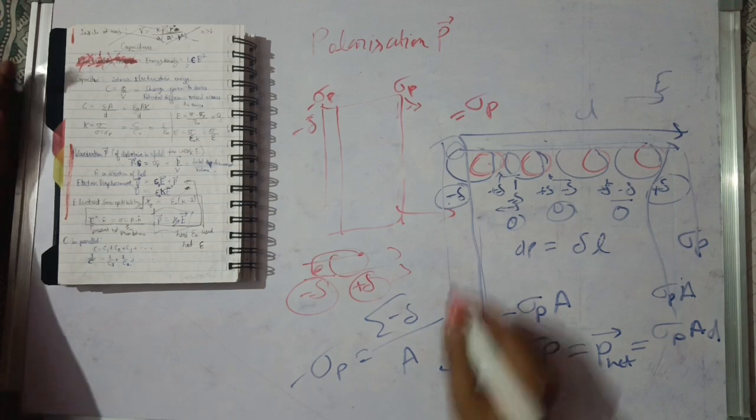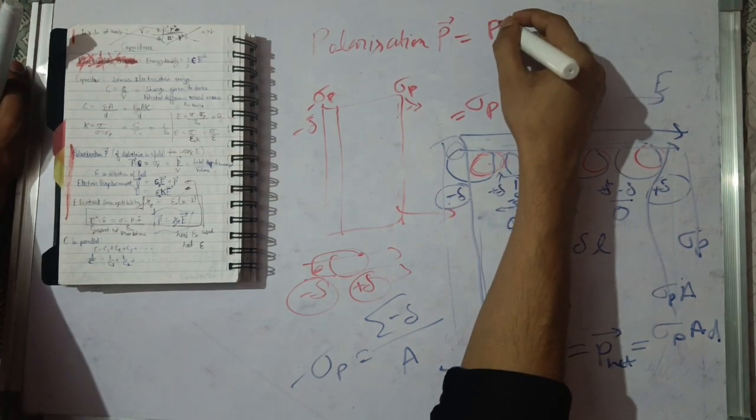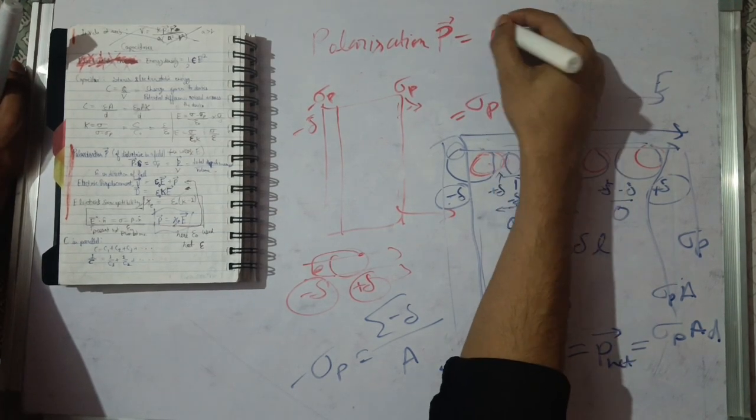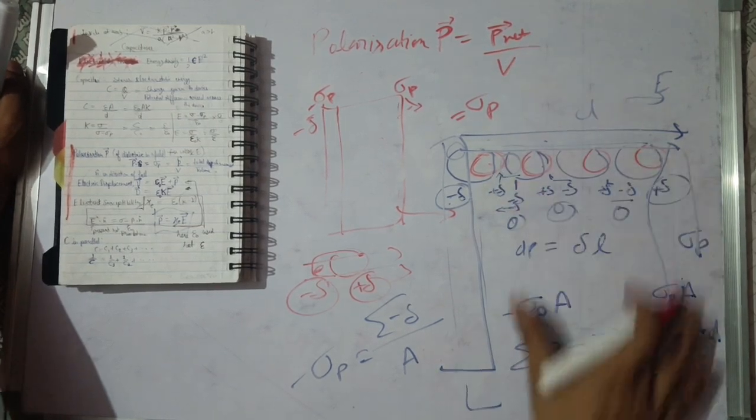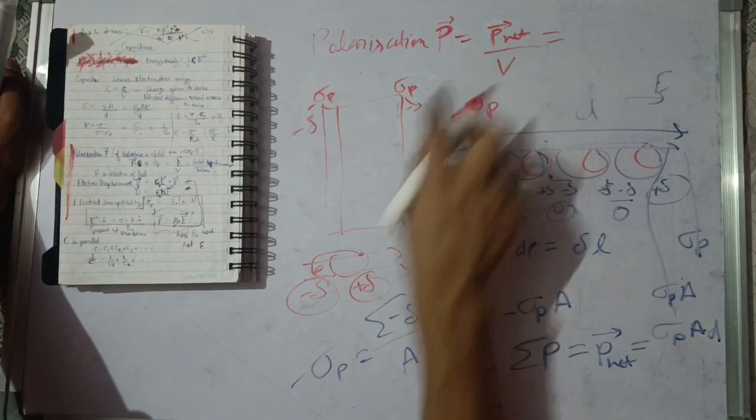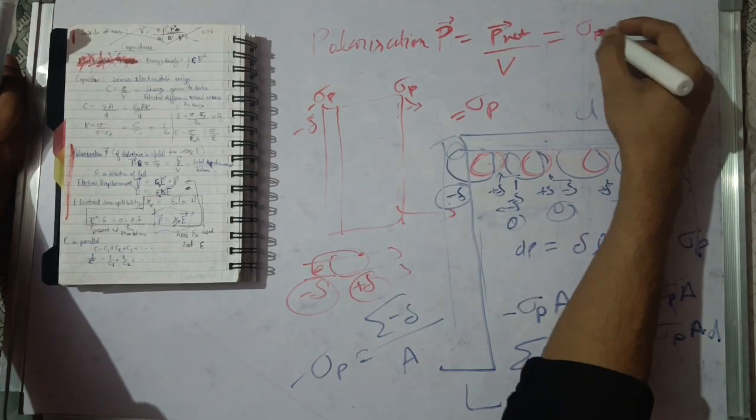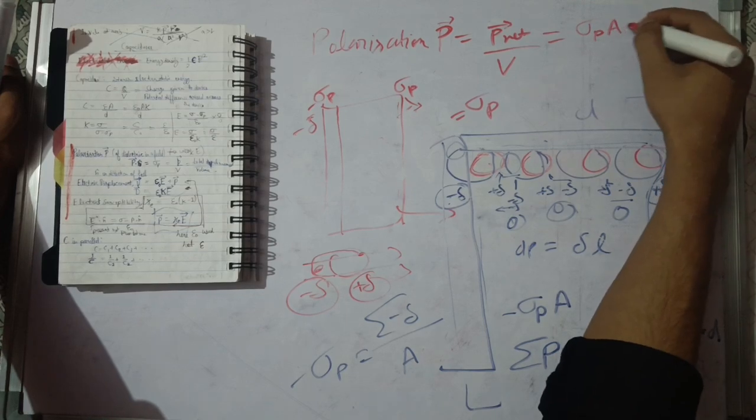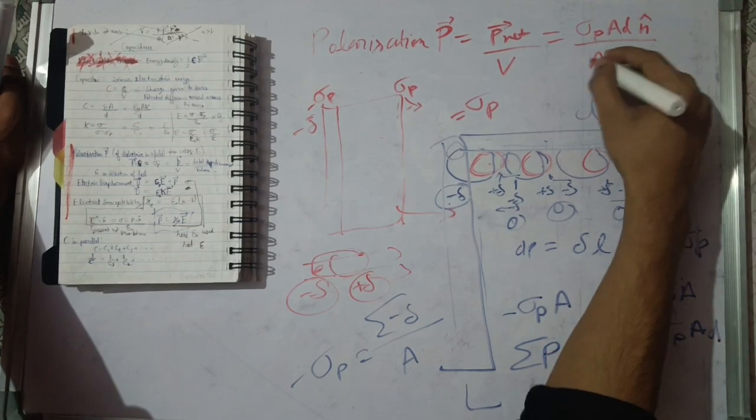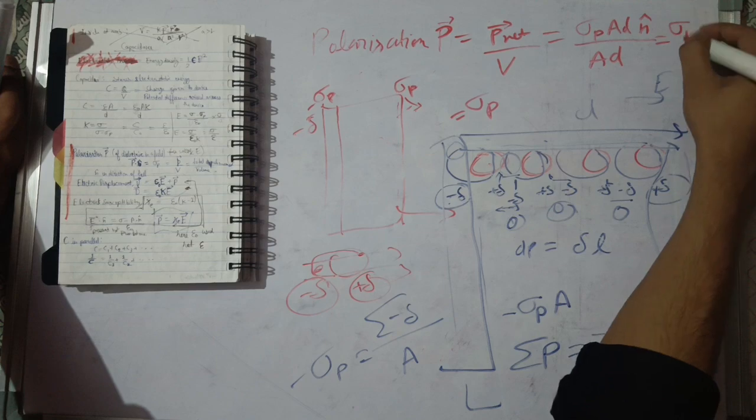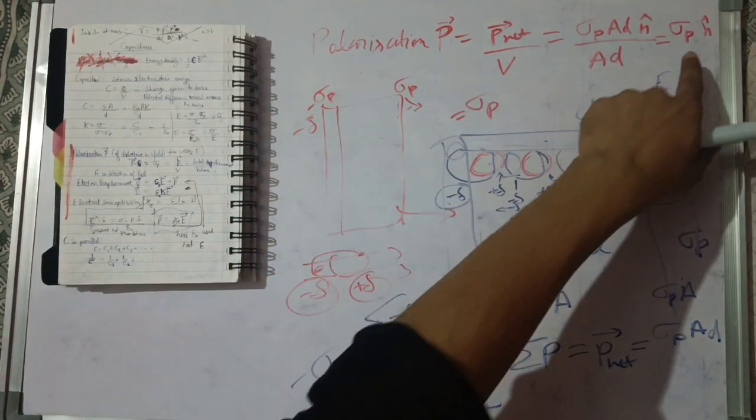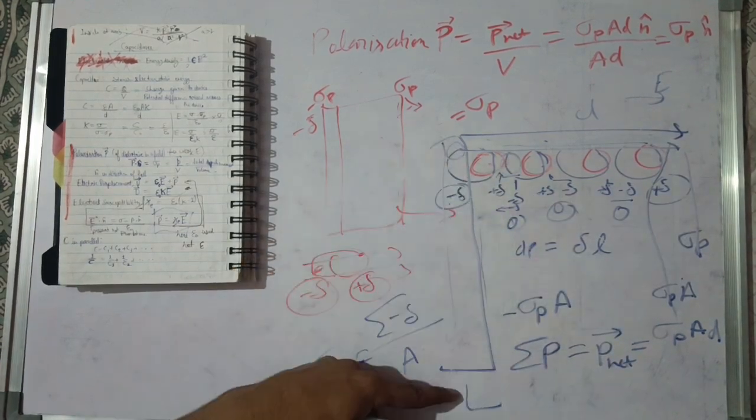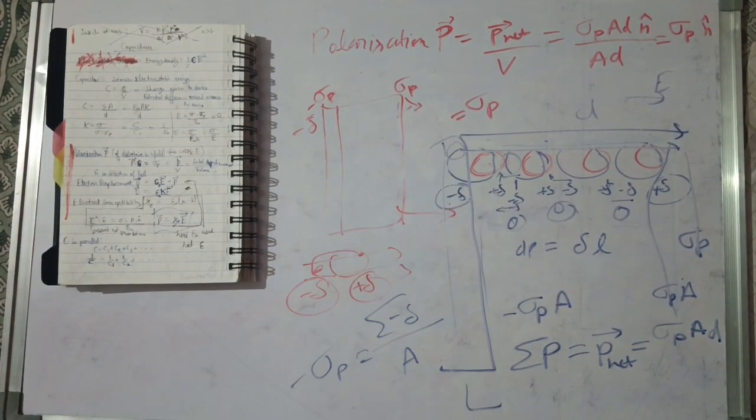And what is polarization? Polarization is equal to the total dipole moment net generated in this medium divided by the volume of this medium, which is sigma p A times n cap divided by the volume A d. So this will become sigma p n cap. So the polarization is equal to the surface charge density produced in the dielectric.